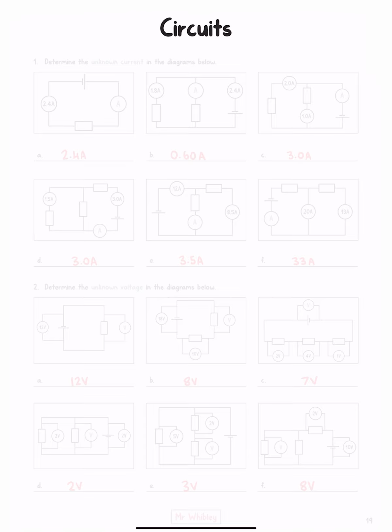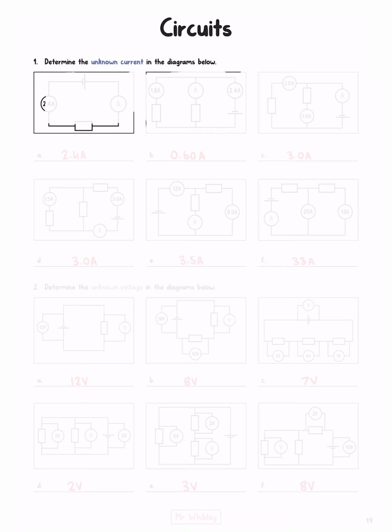Circuits. Question 1. Determine the unknown current in the diagrams below. We have a voltage source in series with our ammeter with our unknown current, in series with a resistor, which is in series with another ammeter, this one reading 2.4 amps. Because this is a series circuit, the current has nowhere else to go, and so if we're reading 2.4 amps here, then we must be reading 2.4 amps there.